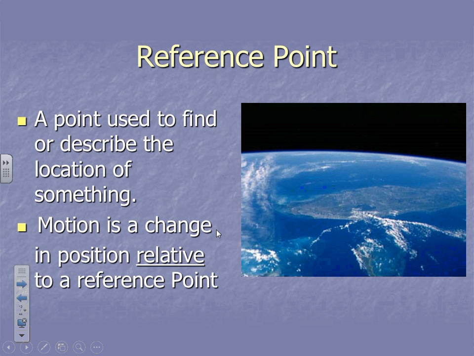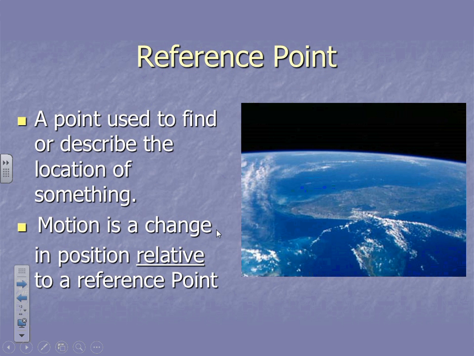Okay, so now let's take a couple steps back and we'll talk about you standing still on the Earth and your friend is moving back and forth. Your friend moves past you. Your friend's motion is relative to you. So yes, they have changed positions.